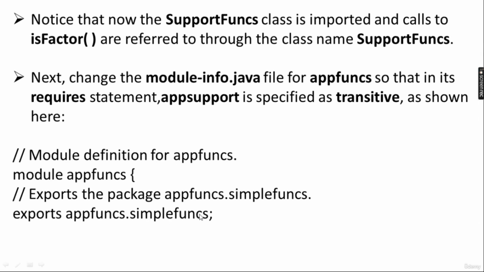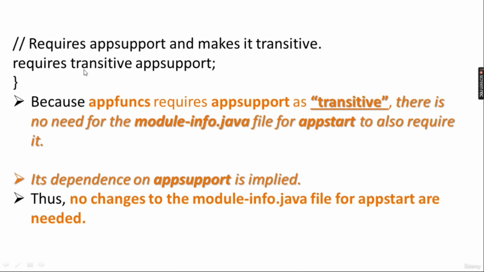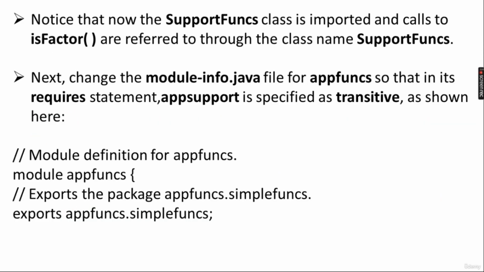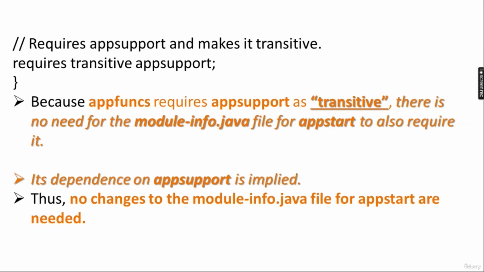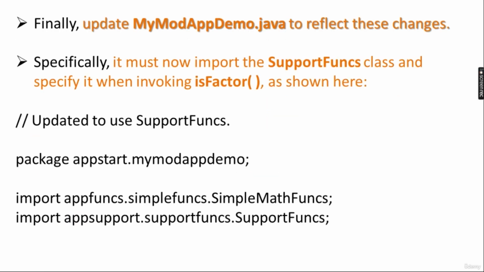It exports appfunctions.simplefunctions to our abstract, and then it requires transitive app support, so that app functions will also have access to app support, and the module appstart will also have access to app support. So both will have access to app support at the same time. Update my mod app demo like this to reflect these particular changes.